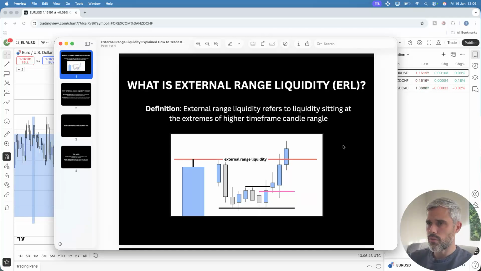So, quick definition of external range liquidity. External range liquidity refers to liquidity, in my eyes, that's sitting at the extremes of higher time frame candle ranges. So let's visualize this as either your daily candle, weekly candle, or monthly candle. And then we have our lower time frame price action that we're using to trade these higher time frame candles. The external range liquidity sits at the external ranges of our higher time frame candles.